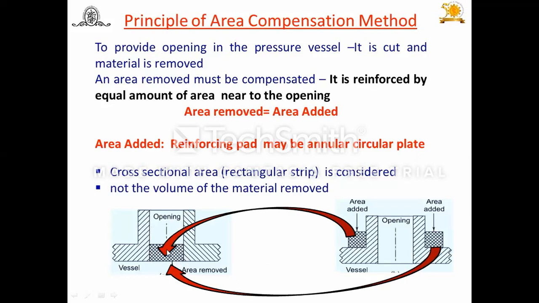This material or this area is removed, and now here the same area of material is added in the vicinity of this opening. This is the opening, and below it is a pressure vessel. To this pressure vessel, this opening is joined maybe by welding or another fabrication process. But the area which is removed should be equal to the area added, that is area compensation. But don't consider it a volume of the material.